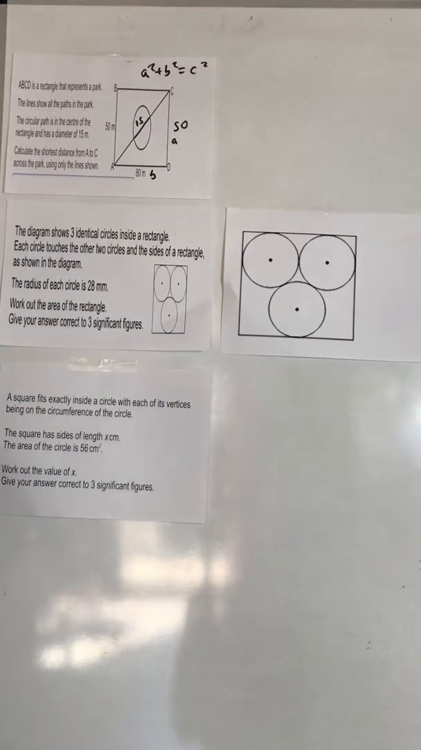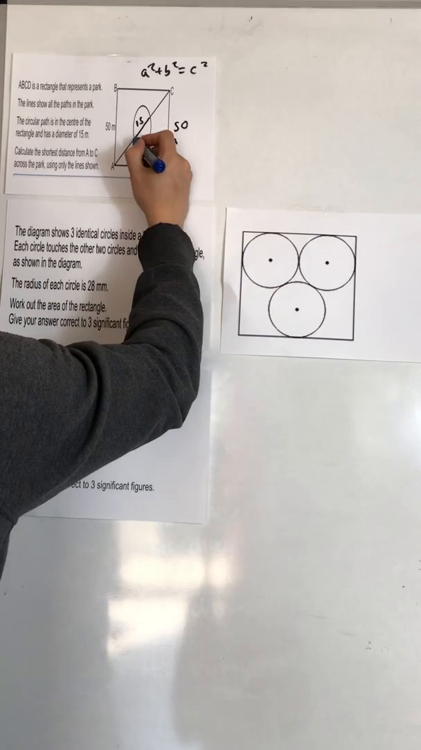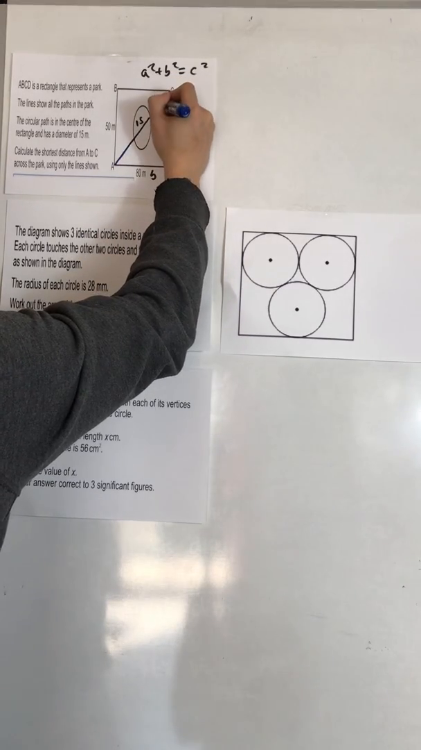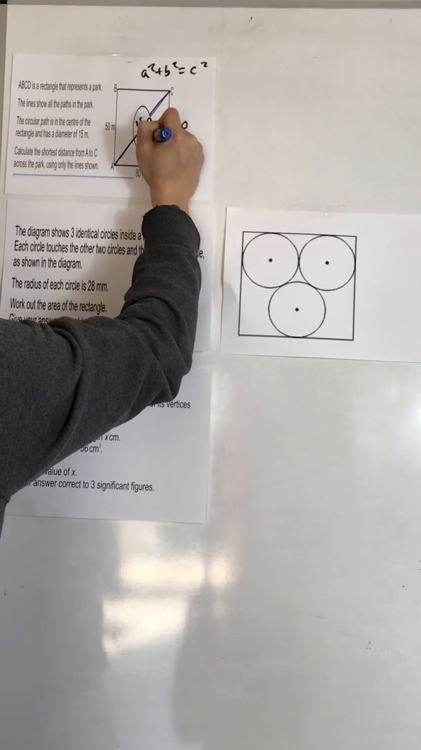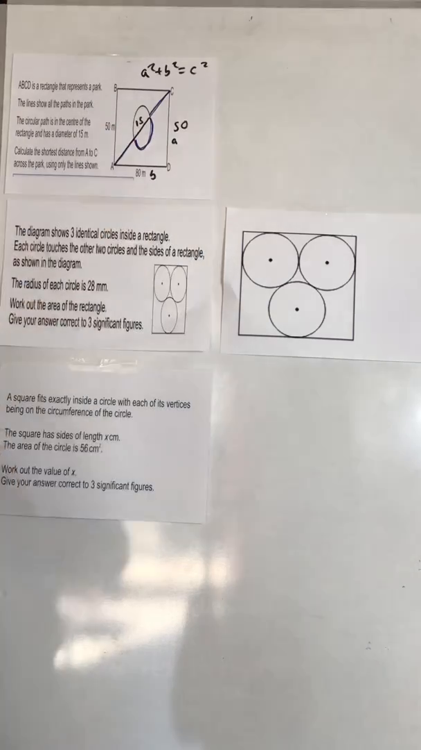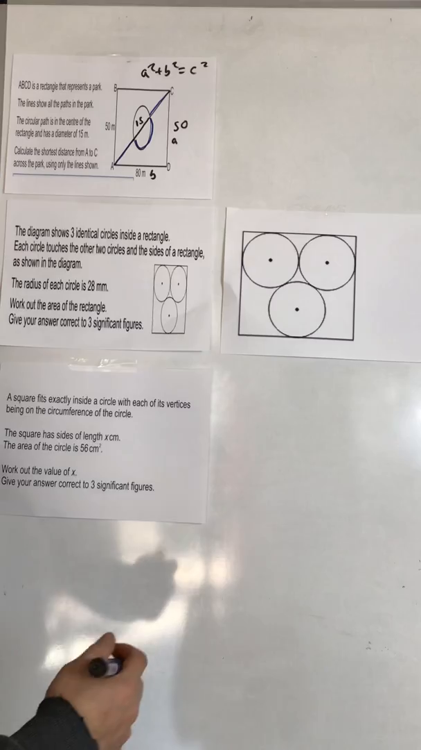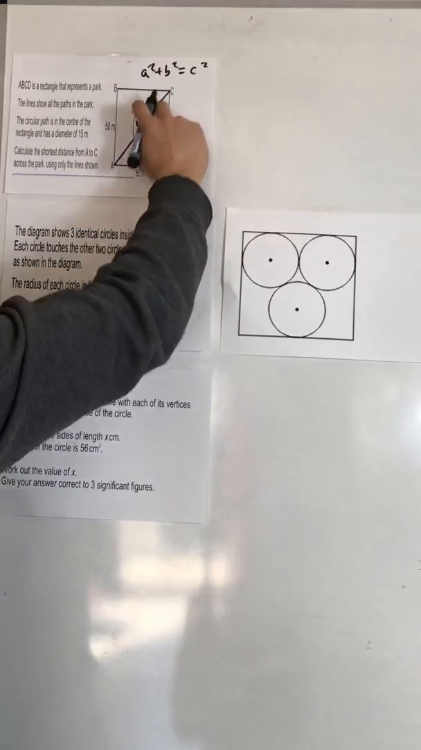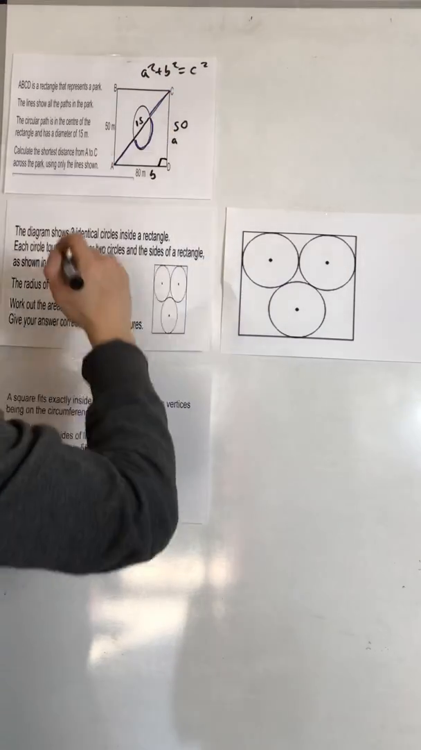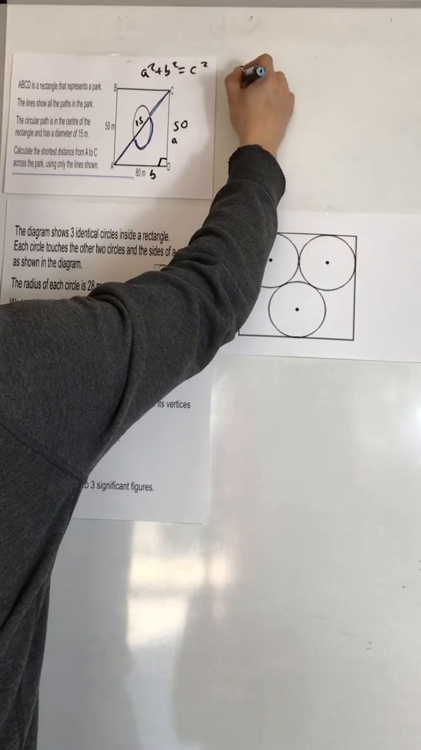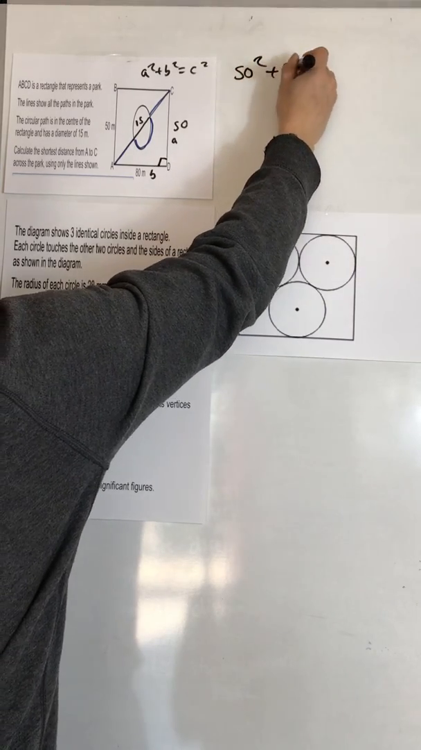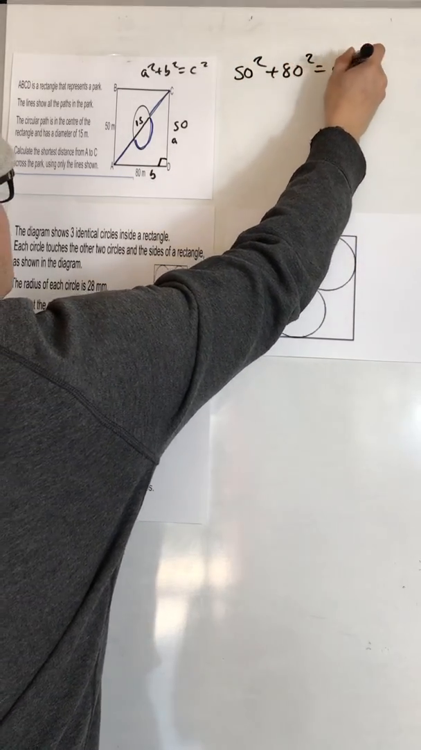So what we're going to want to work out is this length in blue plus half the circumference of this circle. So to earn 1 mark, we're going to use a squared plus b squared equals c squared because the right angle is here. This is the longest side. So let's do 50 squared plus 80 squared equals c squared.